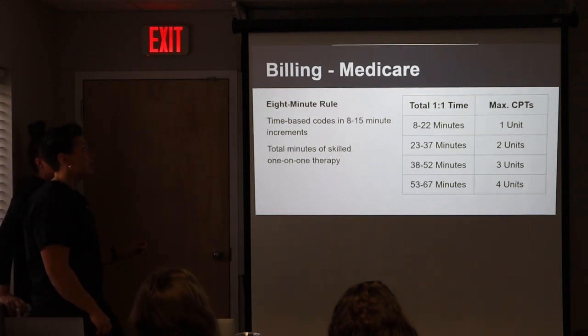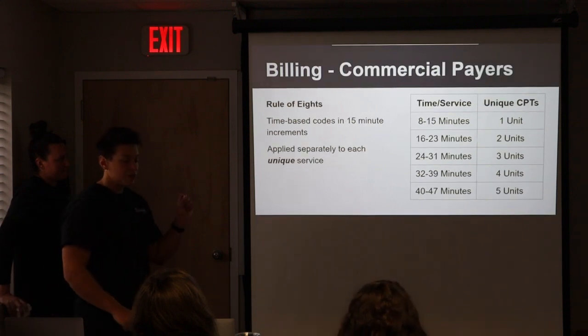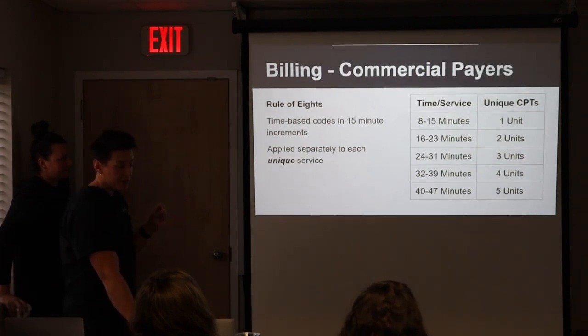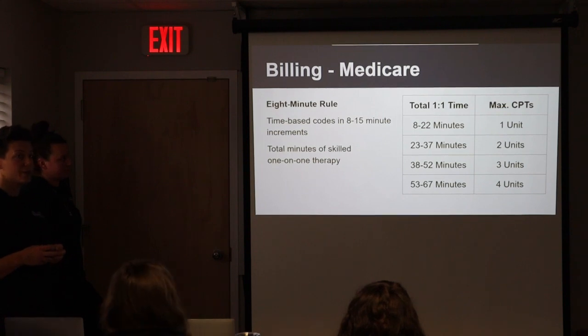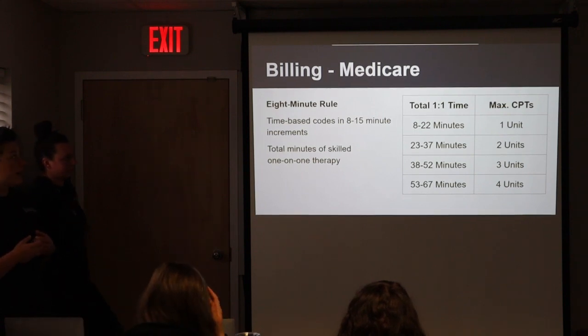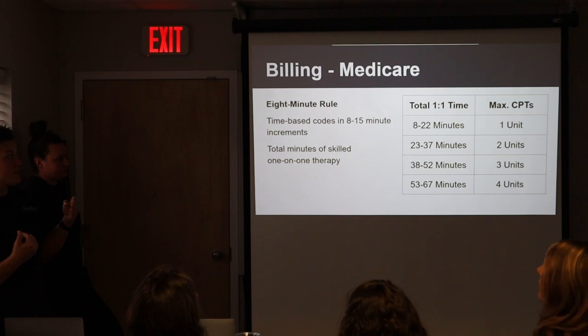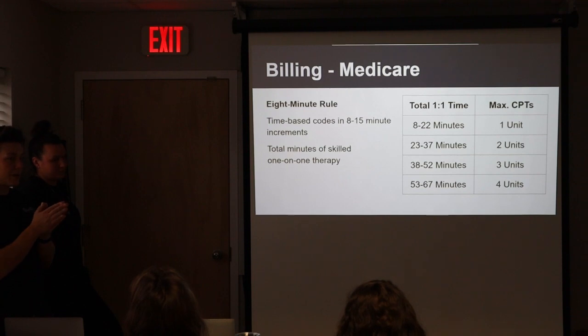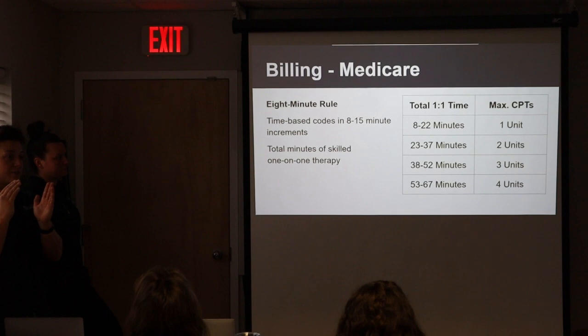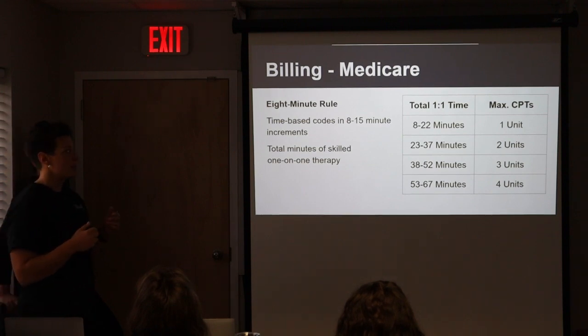For Medicare, the difference there, right, is that we are looking at each code separately for commercial payers. For Medicare, we're looking at the total treatment time together. So what you're gonna do is take your 1-to-1 treatment time as listed, and then you're gonna be able to figure out how many units you can bill based on the 8-minute rule. It's very similar, it's the same thing. Each unit is 8 to 15 minutes. In order to bill another unit, you have to add 8 onto 15. So you have to add 8 minutes to the maximum number of time for each selection.